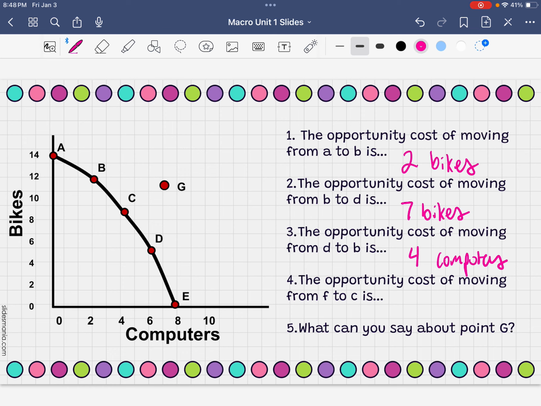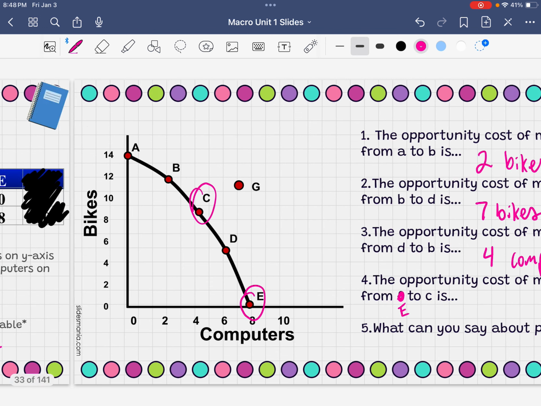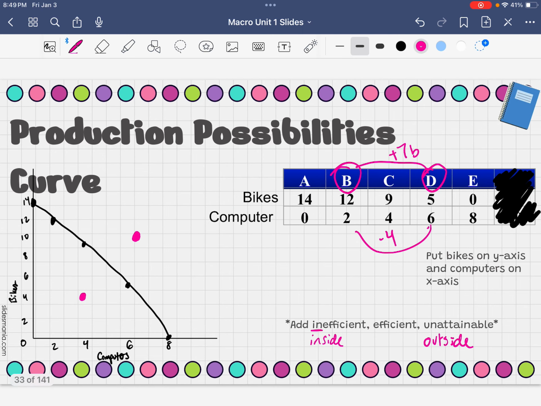So the opportunity cost of moving from F to C, there is no F. I probably meant E. Oops, sorry. We're going to change that. From E to C is what? So from E to C, it looks like I went from 0 up to 8 bikes. Is that 8 bikes? Hold on. What was that? Point C was how many? 9, sorry. From 0 bikes to 9 bikes. So I added 9 bikes, but what did I lose out? I went from 8 down to, I think that's 4. Yeah, 4.